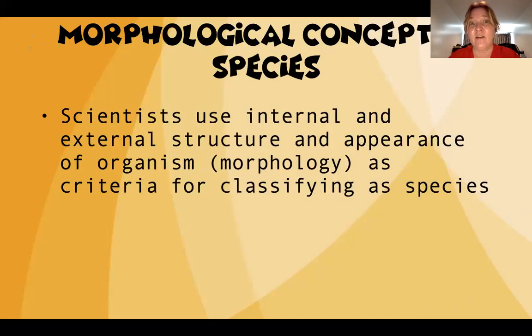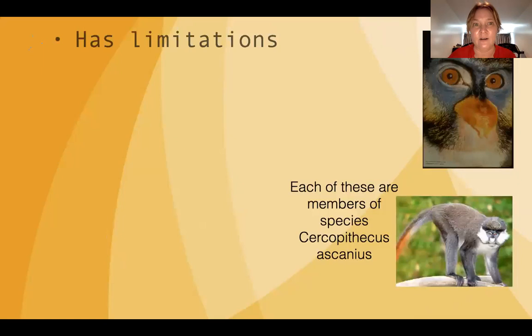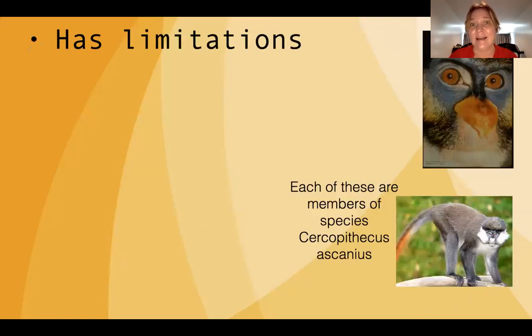Now, scientists have used two methods of classifying species. The first one is a morphological concept of what a species is, and morphology is the structure and appearance of an organism. Using this, species are primarily identified according to their structure and appearance. Obviously, this would probably be one of the first methods used, because it is very easy to look at two organisms and say they look similar enough that we can classify them as belonging to the same species. However, the morphological concept of species has limitations.